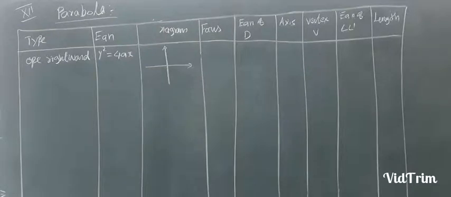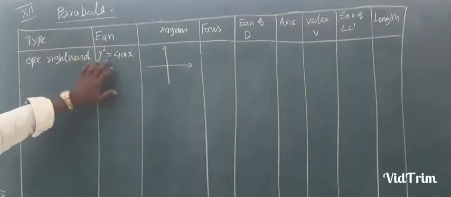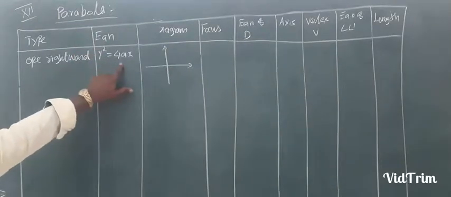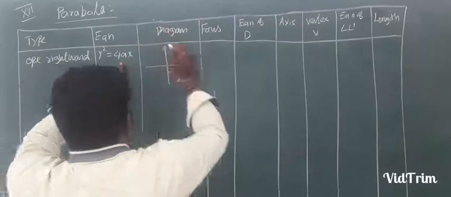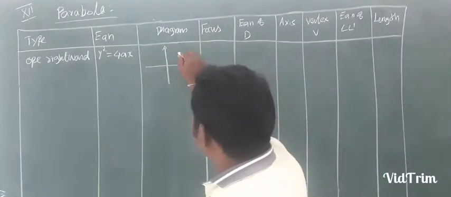Today we are going to study the parabola and its components. The first type is open right, where the equation is y squared equals 4ax. The diagram looks like this.